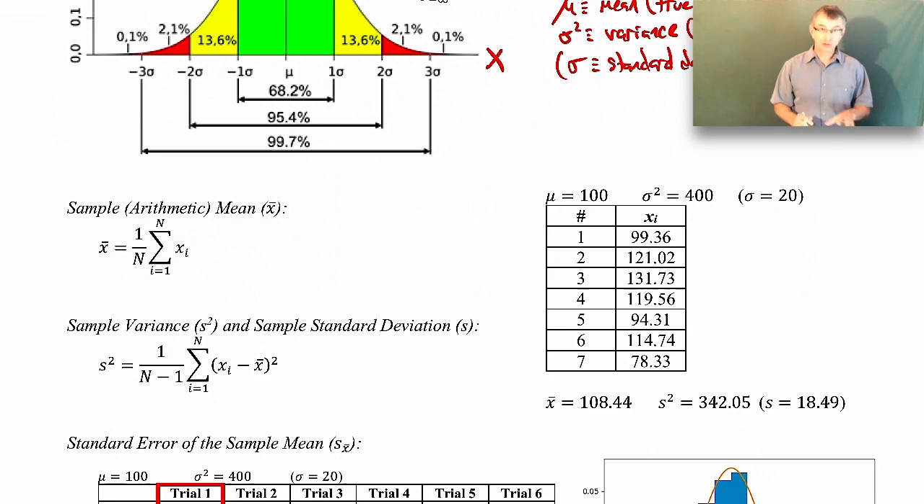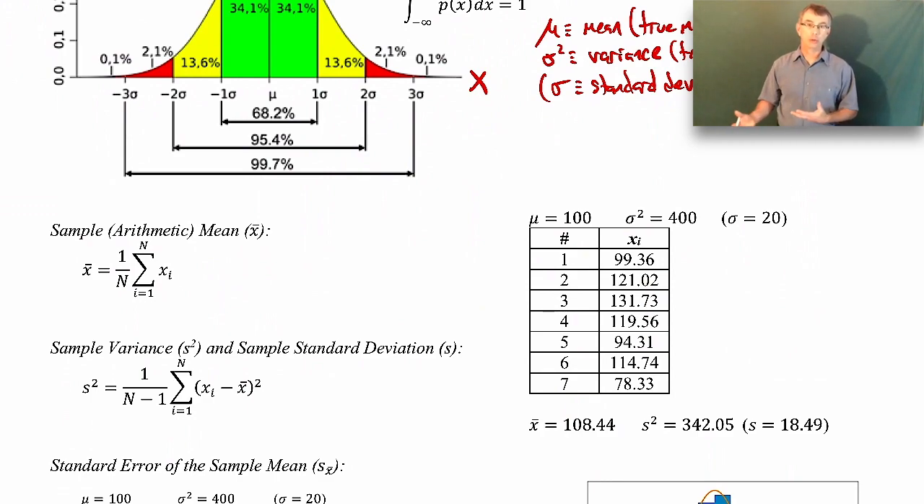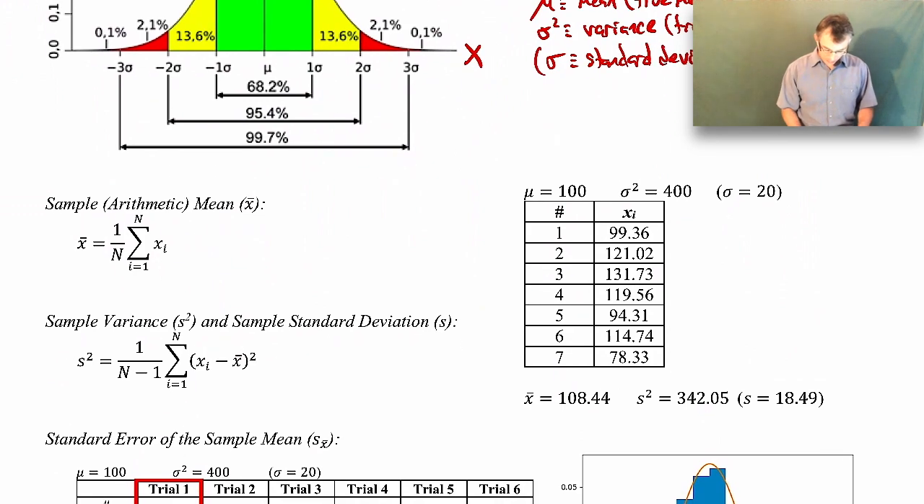Now the way I got these numbers, just so you know, is I actually sampled from this probability distribution up here with a true mean of 100 and a standard deviation of 20. So I just pulled randomly from that kind of distribution. Normally you wouldn't know that, but I'm telling you now so that we can compare our sample mean and our true mean. So now let me calculate our sample mean from those measurements, and we get 108.44. And if I calculate our sample standard deviation, it's 18.49.